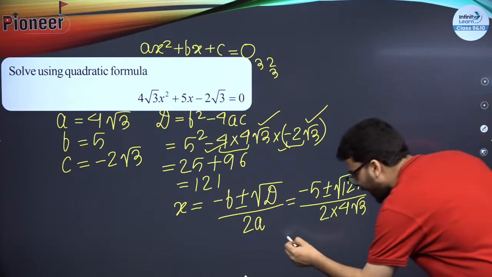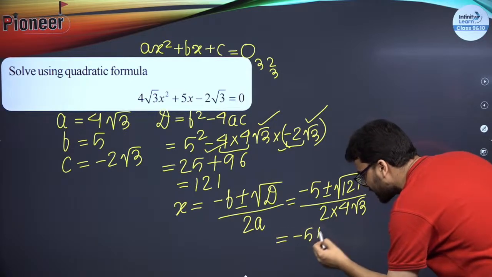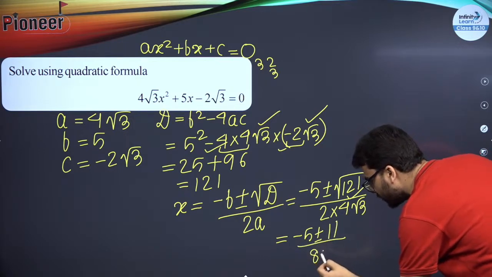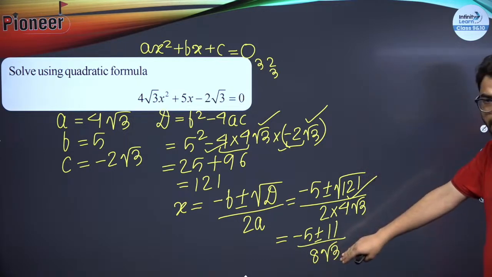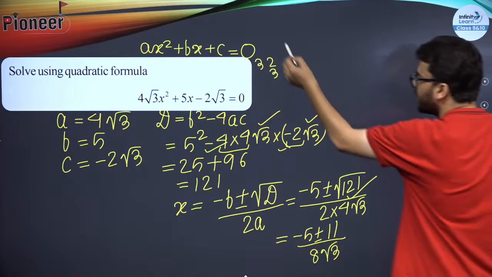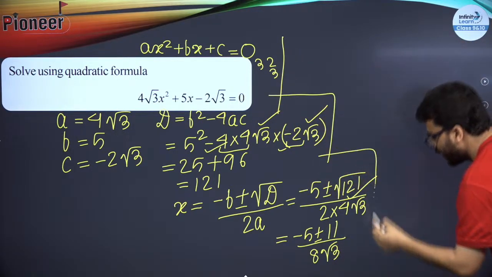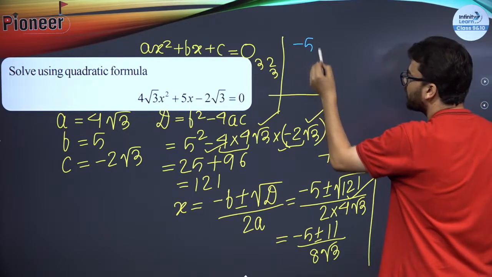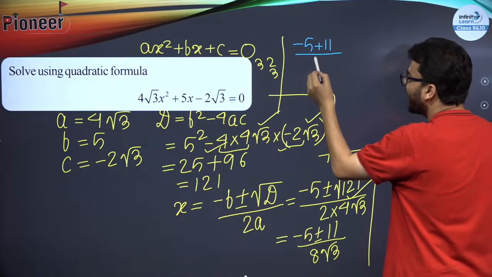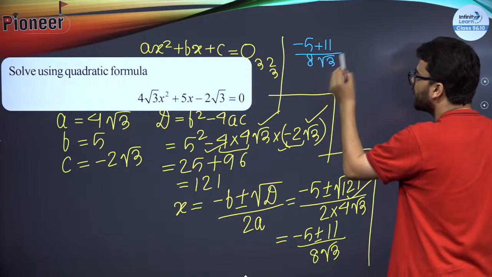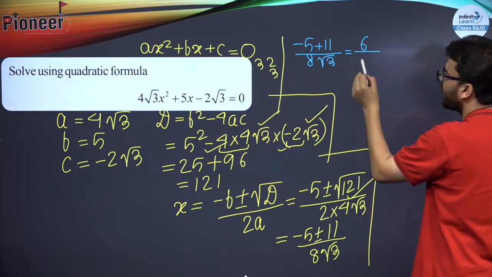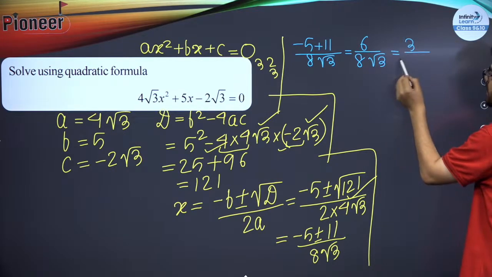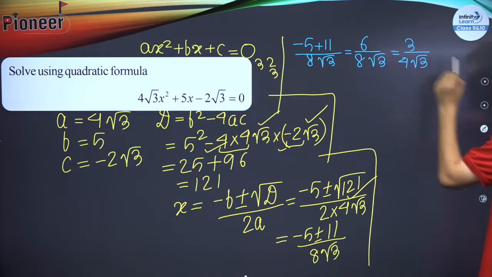You can further simplify. This will give you minus 5 plus minus square root of 121, which is 11, divided by 8 root 3. So what are the roots of this quadratic equation? First you will take the positive sign and then the negative sign. So the roots will be what, guys? Over here it will be minus 5 plus 11 by 8 root 3, and it will give you 6 by 8 root 3, correct? You can further calculate: 2 3s are 6, 2 4s are 8, like this. It is clear or not?